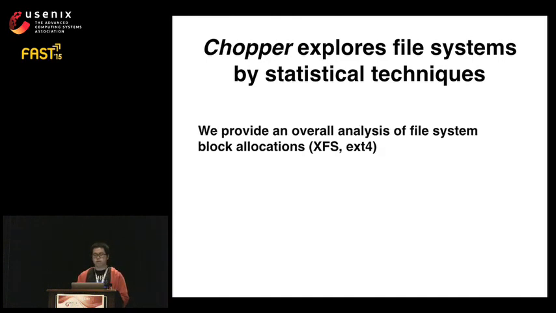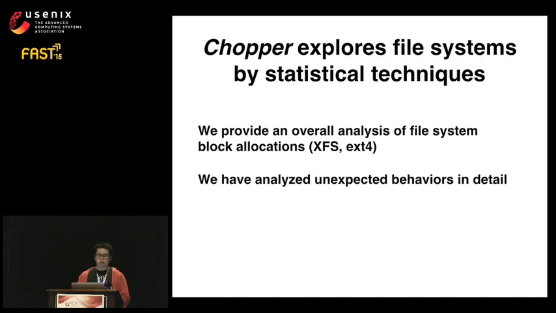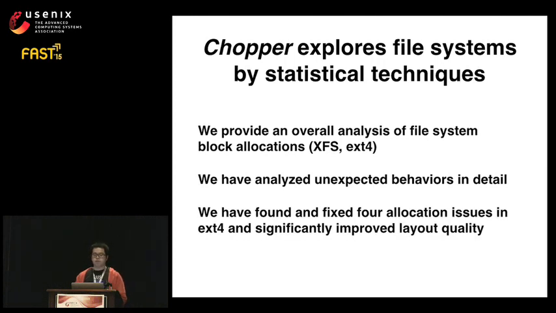The first, we provide an overall analysis of file system block allocations. Second, we have analyzed the unexpected behaviors in detail. Third, we have found and fixed four allocation issues in ext4 and significantly improved the allocation.